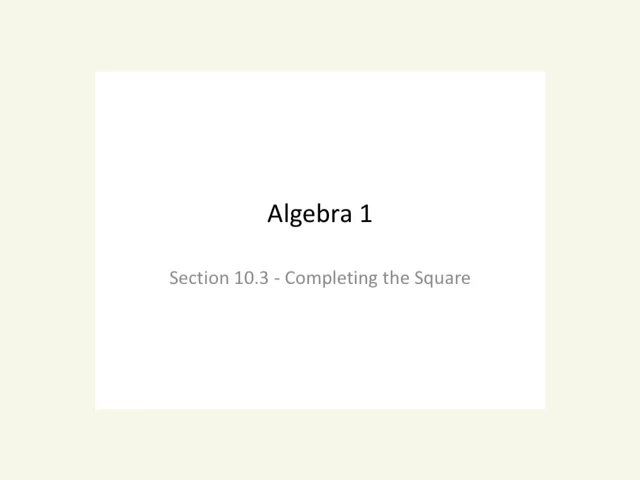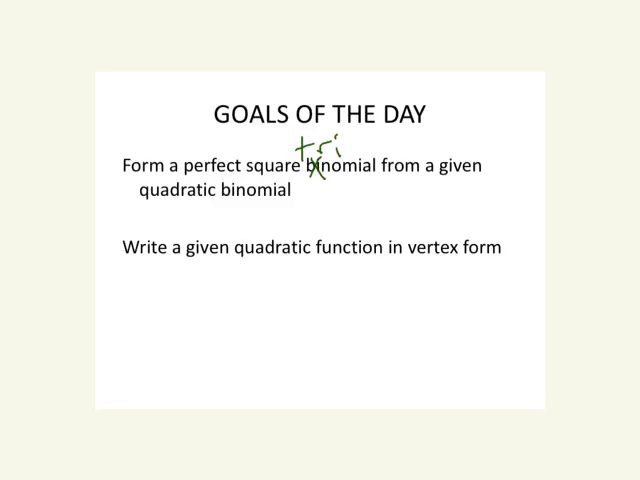Tonight we will be introducing a new concept to you, and that concept is completing the square. We have two objectives for tonight. The first one is to form a perfect square trinomial from a given quadratic binomial, and the second one is to be able to write a given quadratic function in vertex form.